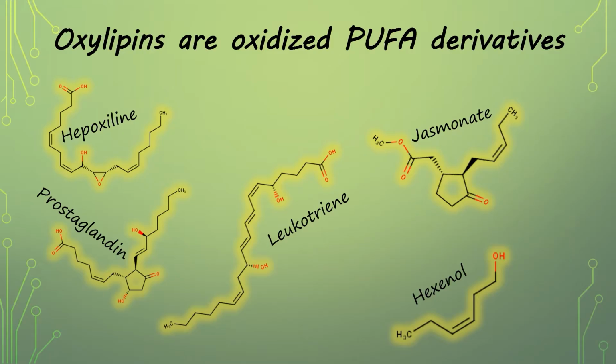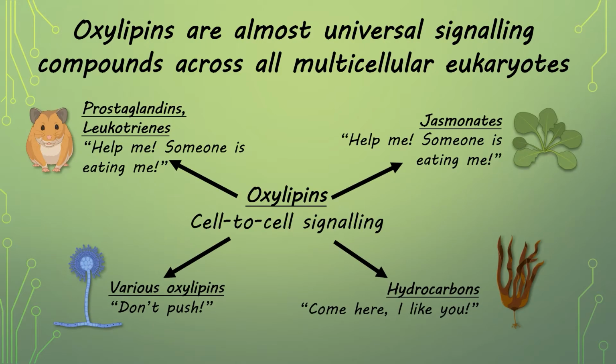Our research project is dedicated to studying oxylipin signaling evolution by bioinformatic methods. Oxylipins are oxidized polyunsaturated fatty acid derivatives that are abundant in different kingdoms of life and perform cell-to-cell signaling functions in almost all multicellular eukaryotes.